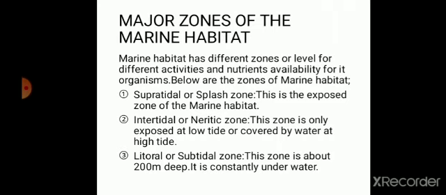One, we have what we call the supratidal or splash zone. This is the exposed zone of the marine habitat. It has occasional moisture since it is the area where water splashes when the waves break at the seashore. It is only covered with water when the water splashes in, and in the twinkle of an eye, the water goes back, making the surface wet. Such a zone is called the supratidal or splash zone.